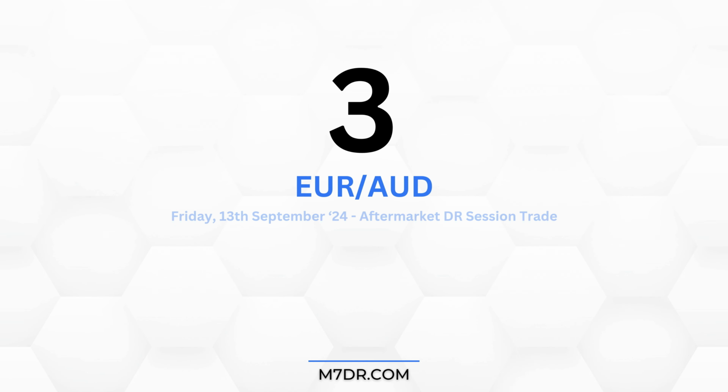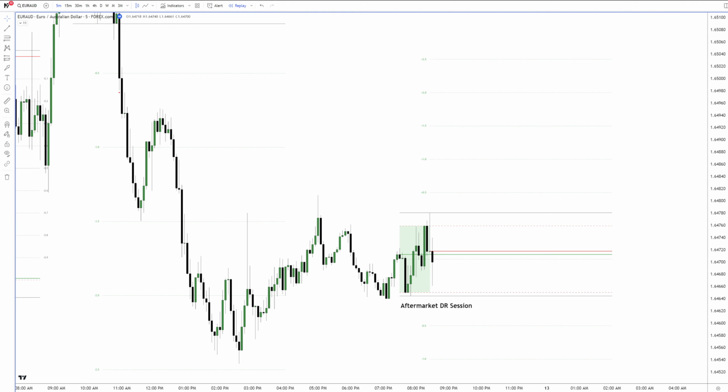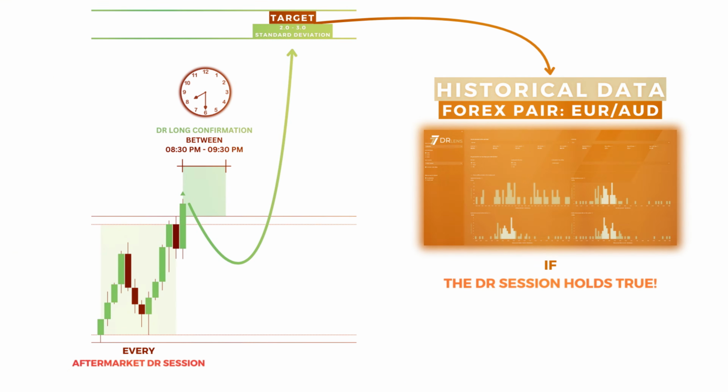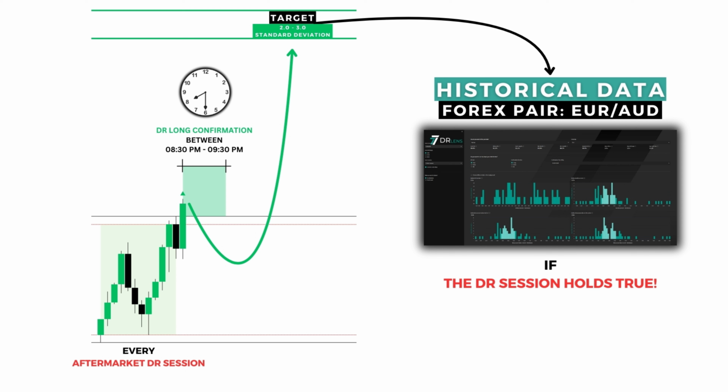Number 3, Euro versus the Australian dollar, Friday aftermarket DR session trade. The Friday aftermarket DR session on the Euro versus the Australian dollar closed as a green DR box, followed by a long confirmation with the 8:50 p.m. candle. If you've been following along with the previous videos, you already know what to expect when you see a confirmation like this within the first hour of the ADR session for this pair.